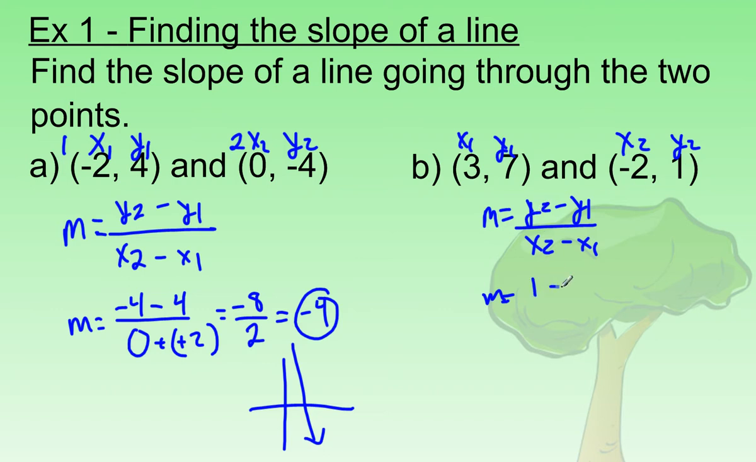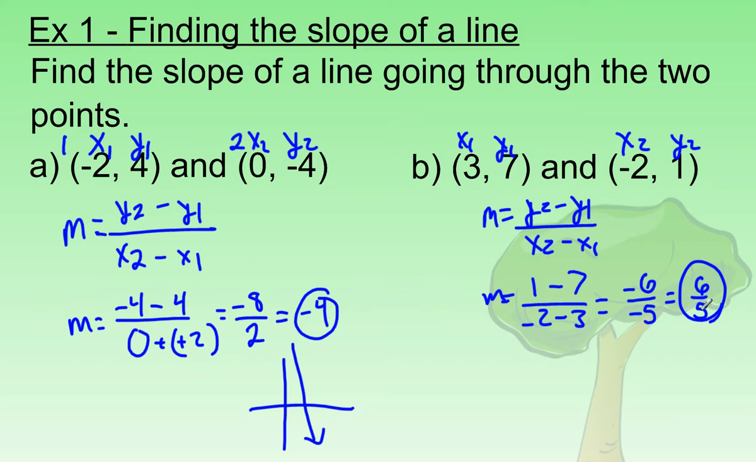y2 is 1 minus 7. x2 is negative 2 minus x1 is 3. Simplify. 1 minus 7 is negative 6. Negative 2 minus 3 is negative 5. And I can just simplify the signs here, and it just becomes a positive 6 over 5.